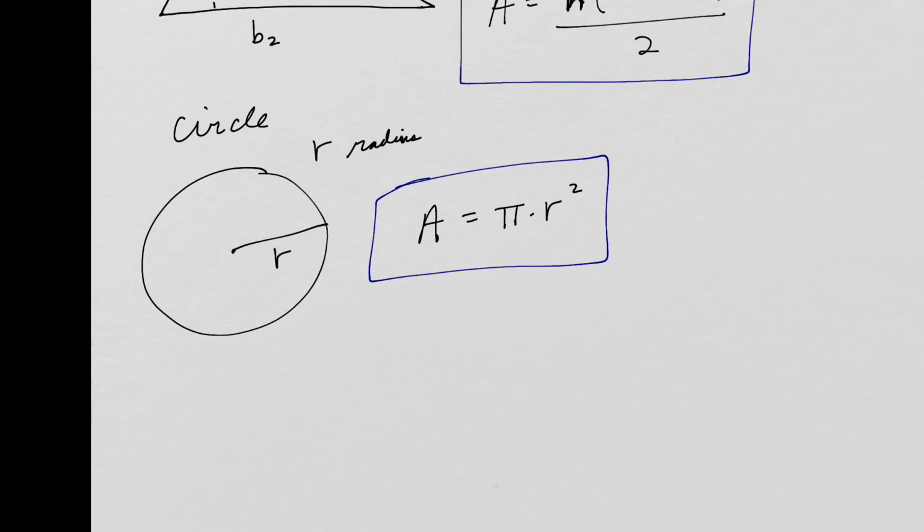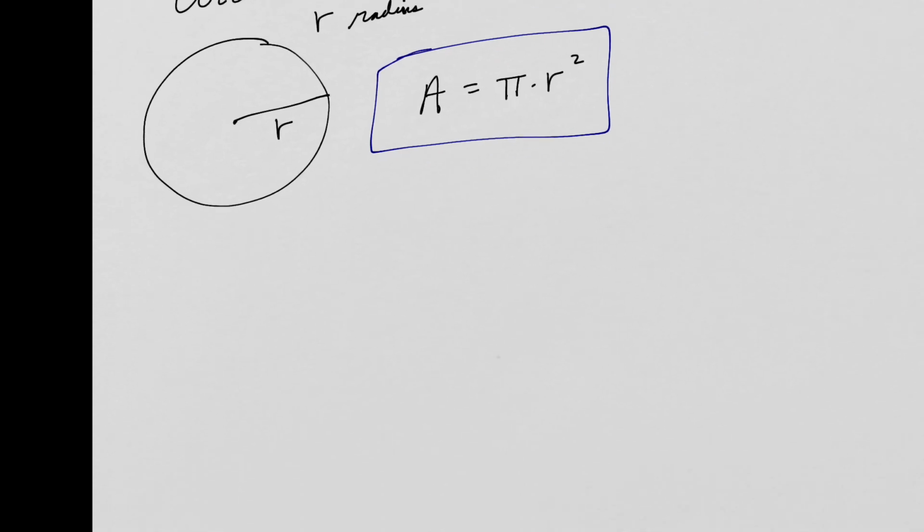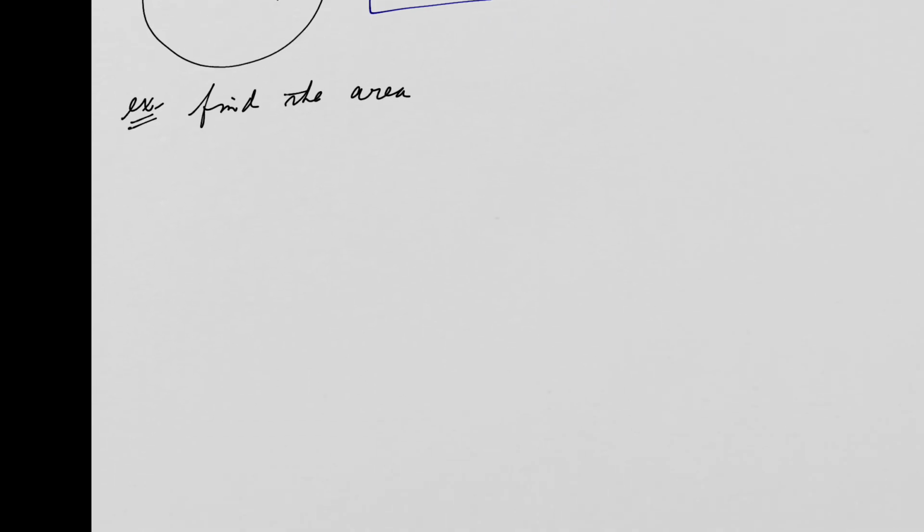Okay, so let's do some examples here. Let's say I want to find the area, and this is my geometric figure. Let's say it's a triangle that looks like this. And I'm told that this length is 4 centimeters. And let's say, I'll just dash this in here, I'm told that this height is 9 centimeters.